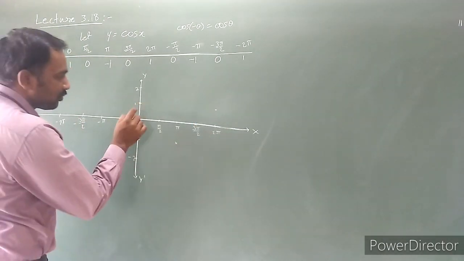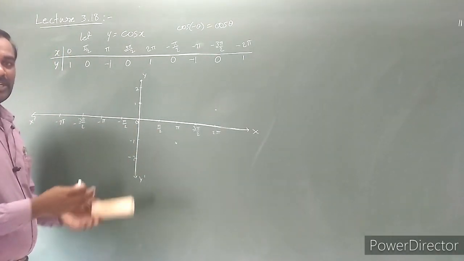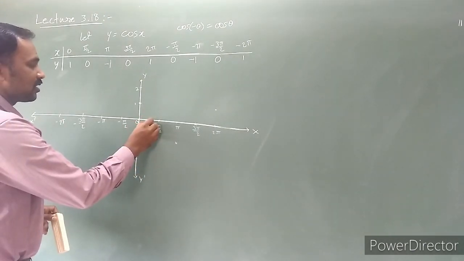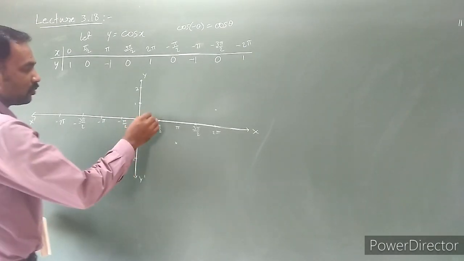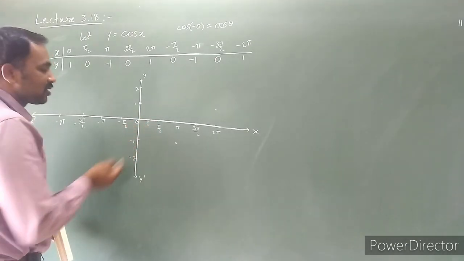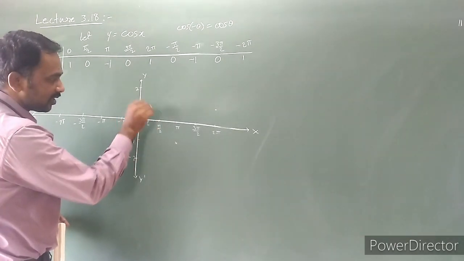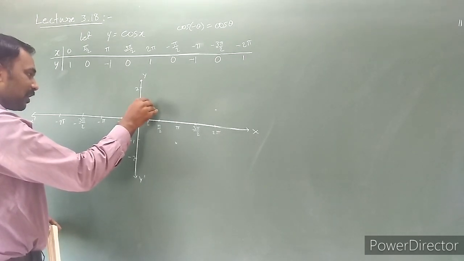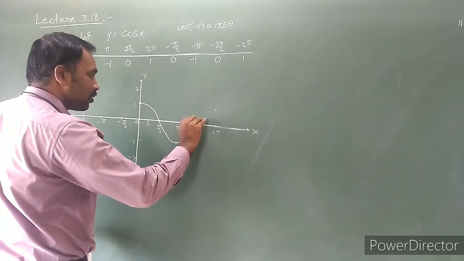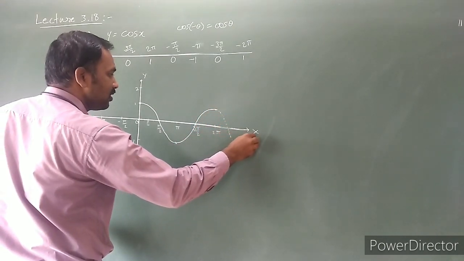Shall I join these points as a straight line or a curve? It is a curve. Why? Because between 0 and pi by 2 there are so many angles. For example, consider 30 degree and 45 degree. Cos 45 is 1 by root 2. And cos of 60 is 1 by 2. Like that, a curve comes, so I join the points in this manner. It continues up to infinity.